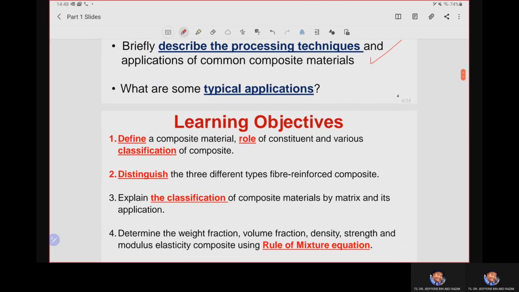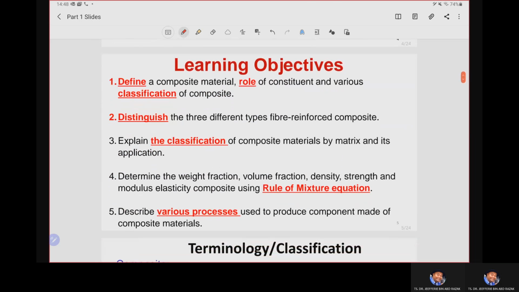So for the learning objective, students, at the end of the learning of this chapter, we expect you to be able to define the composite material with very technical accuracy. Describe the role of constituents in composite, where we basically have two major important phases. First is the matrix phase, and the second one is the dispersed phase, or we can call it the reinforcement phase. Please make sure you know the function of each respective phase.